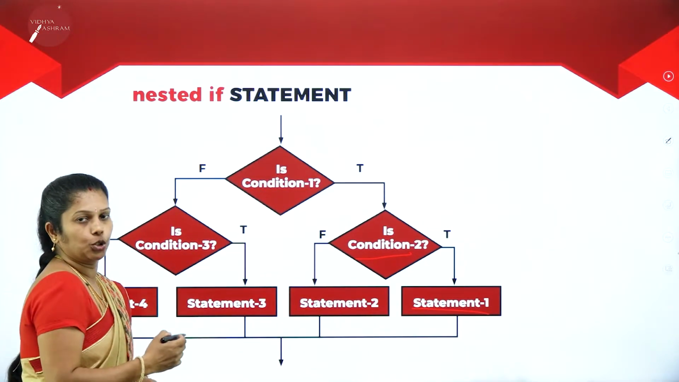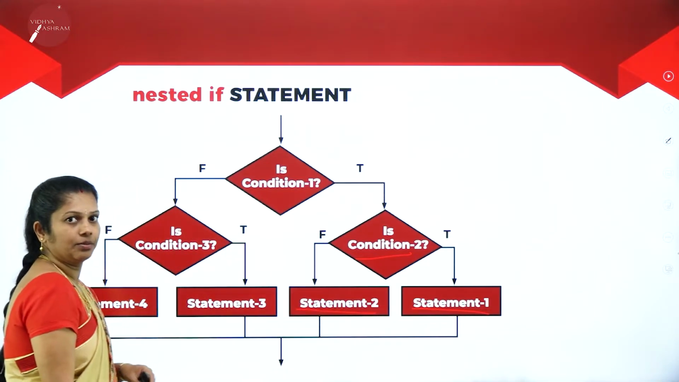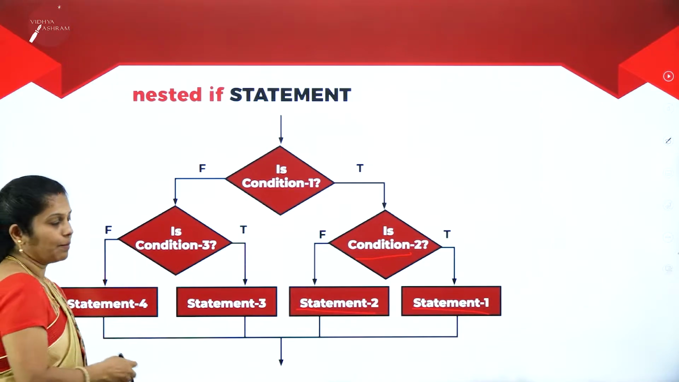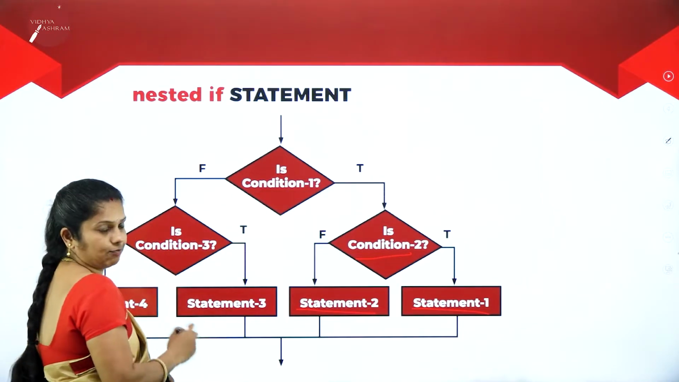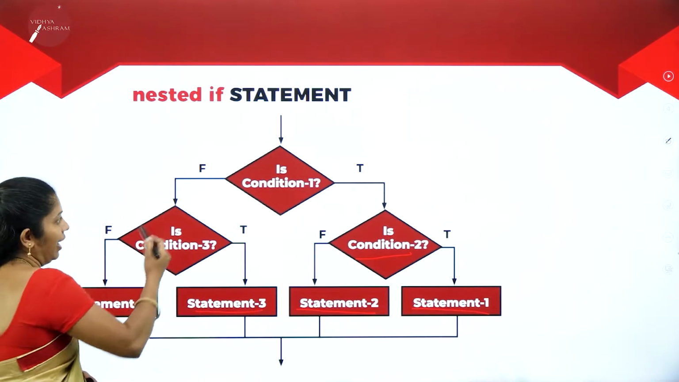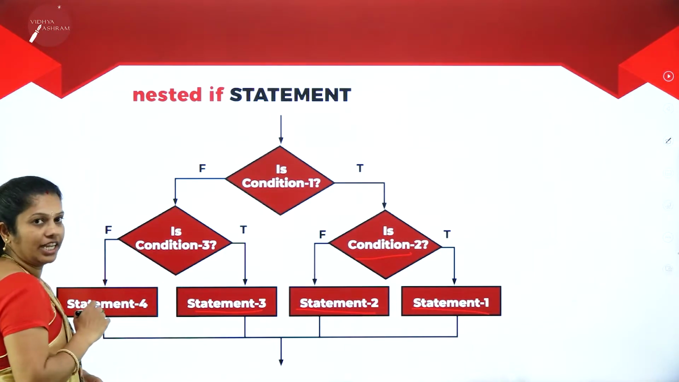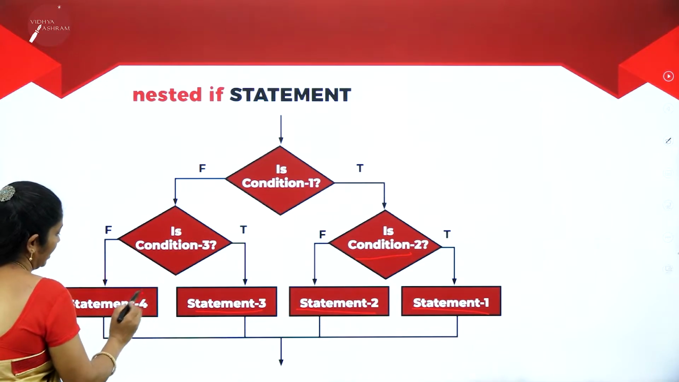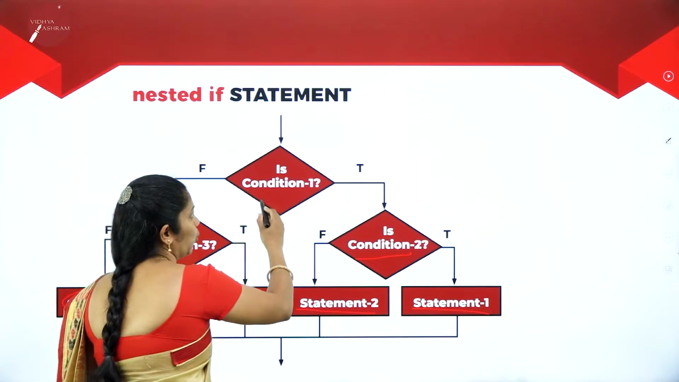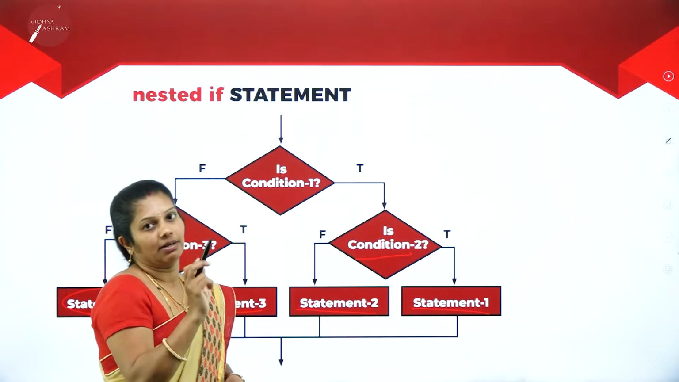If the first condition is true and the second condition is false, then statement 2 will execute. In the same way, if the first condition is false, then it will check condition 3. If the first condition is false and the third condition is true, then statement 3 will execute. If the first condition is false and condition 3 is also false, both are false, then statement 4 will execute. It means that inside one if we have one more if, for both true as well as false.